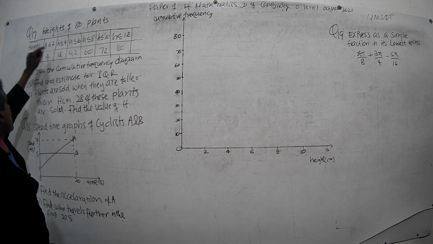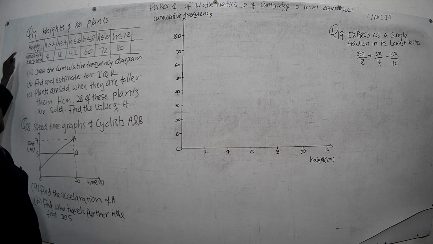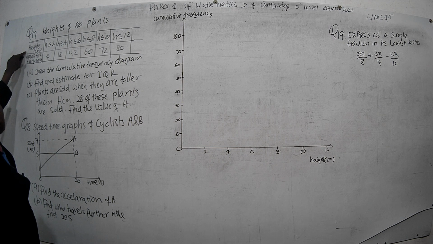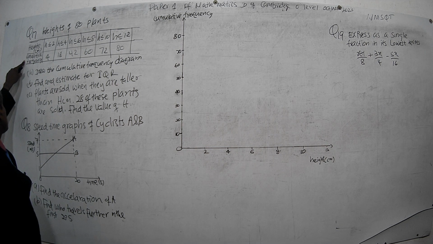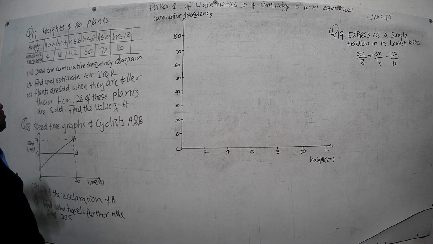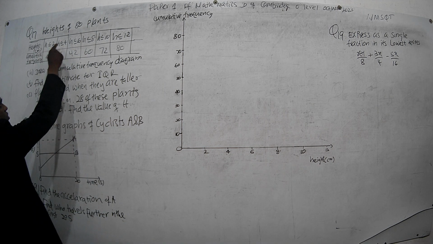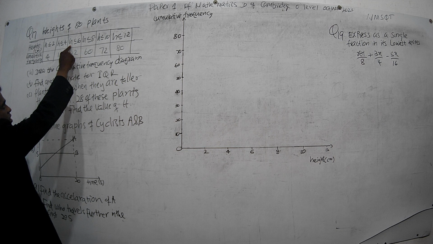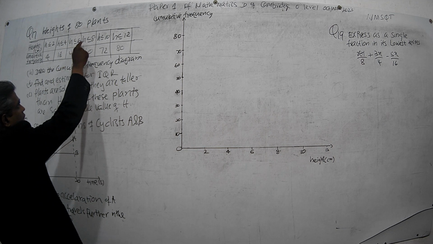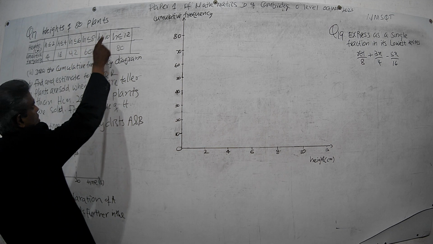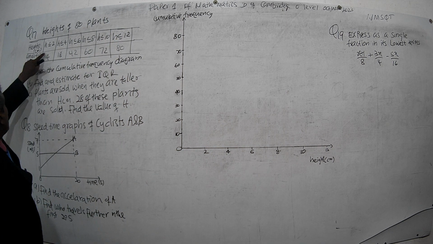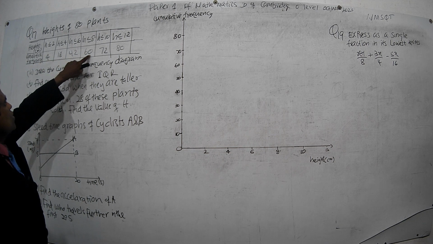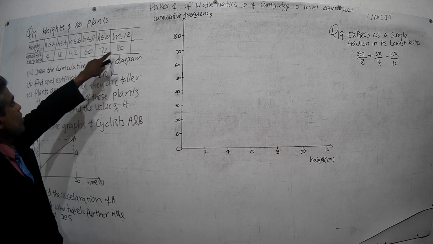Then they have given a table of information. The first row of the table shows heights in centimeters of some plants, and the second row shows cumulative frequency. Heights: h less than or equal to 2, h less than or equal to 4, h less than or equal to 6, h less than or equal to 8, h less than or equal to 10, h less than or equal to 12. H means height. The cumulative frequencies are 4, 18, 42, 60, 72, 80, right?